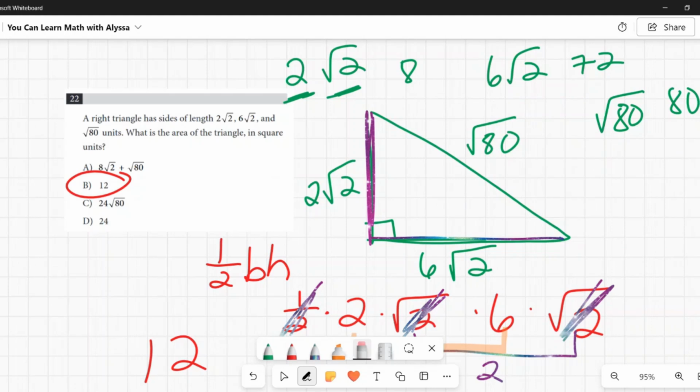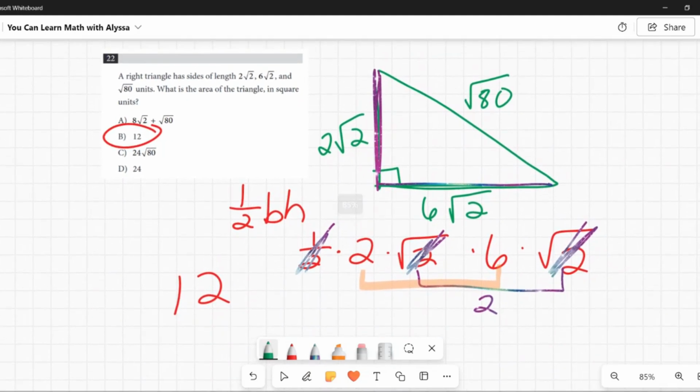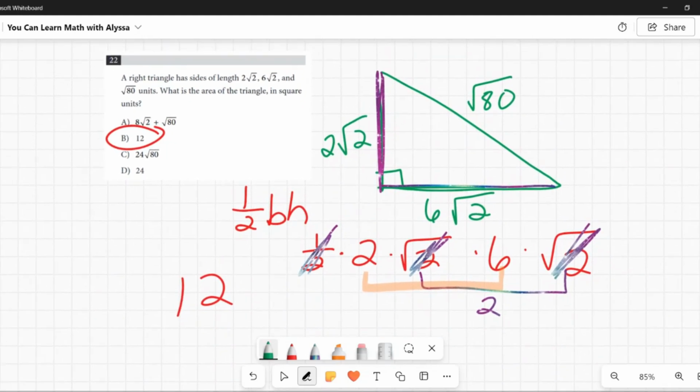Again, that's how you do it manually, not using your calculator, confirming that square root of 80 is the hypotenuse. But again, once you have that, that's the hardest part, is making sure you have the legs correct, and then it's just 1/2 base times height, which you can do manually or in your calculator, and will get you 12. And that's your answer, B, 12.